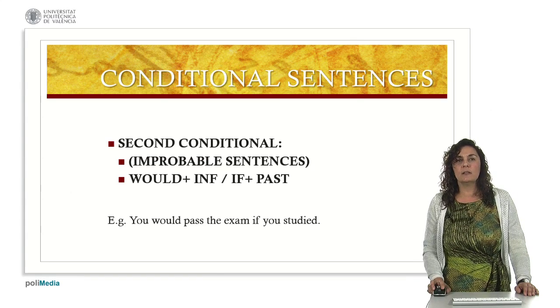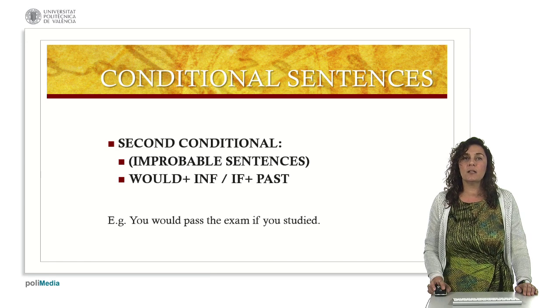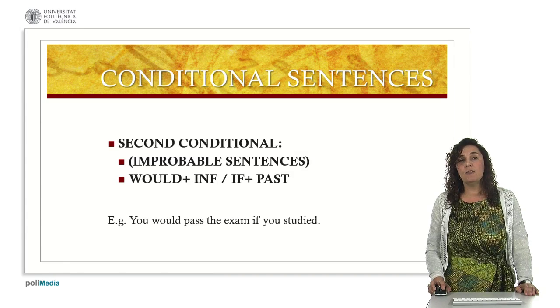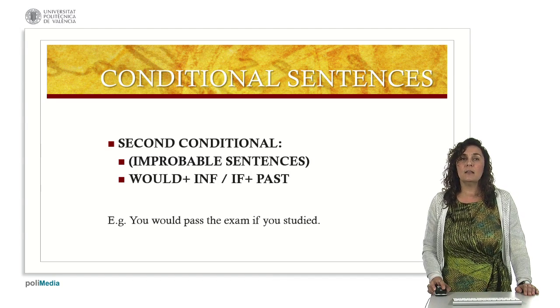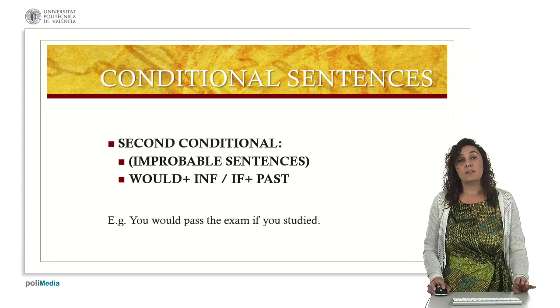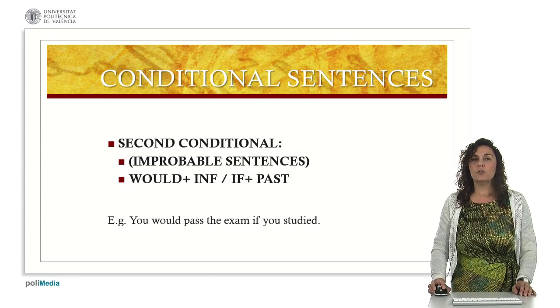What about the second conditional? In the second conditional, I use it when I am expressing improbable sentences. I don't really know if this is going to happen or not. And the structure that we use in this case is would plus infinitive and if plus past tense, right? For example, you would pass the exam if you studied. As you can see, I don't know if it's going to be possible. You would pass, perhaps, but if you studied, I'm not sure. This is improbable. I am expressing to you that it is improbable.